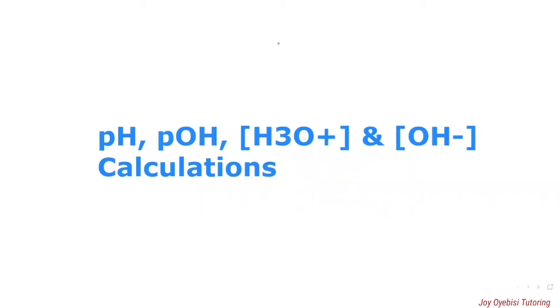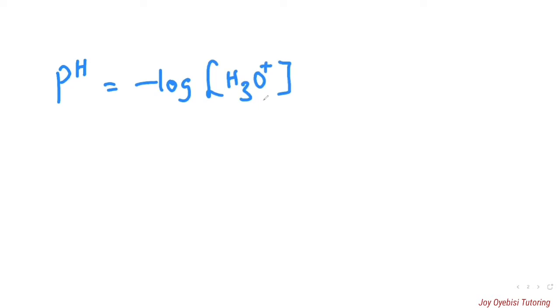Hello, in this video, we're going to be talking about calculations involving pH, pOH, concentration of hydronium ion and hydroxide ion. And before we start, I would like to mention some of the formulas that are very important. So for pH, you calculate pH using pH equals negative log of hydronium ion. And hydronium ion here would represent any acid, okay?